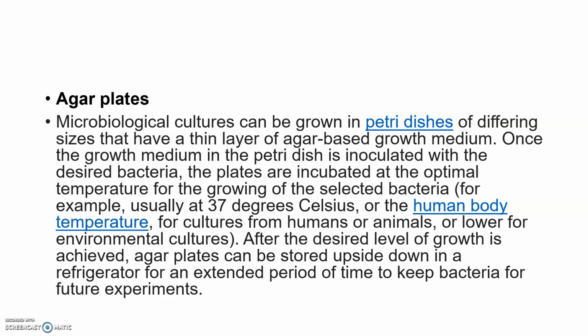So this type of medium is made with agar. Once the growth medium in the petri dish is inoculated with any type of microorganism or desired bacteria, the plates are kept for incubation at the optimal temperature for growing the selected bacteria. For example, usually at 37 degrees Celsius, or human body temperature, for the cultures from humans or animals, or lower for environmental cultures.